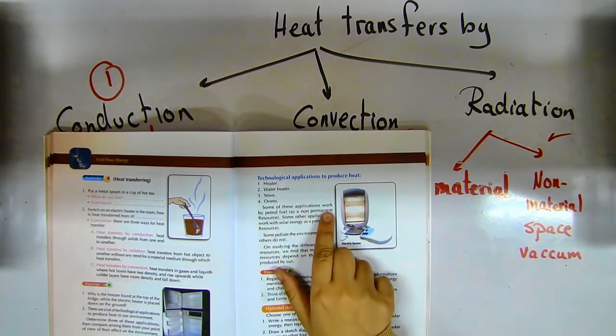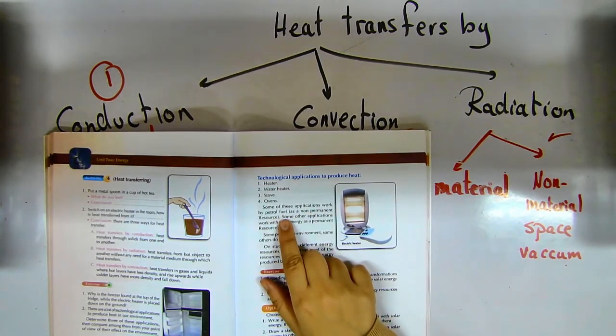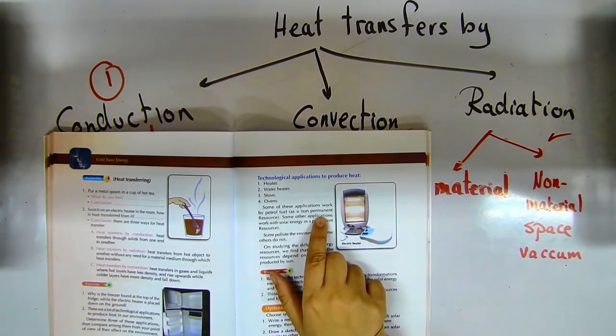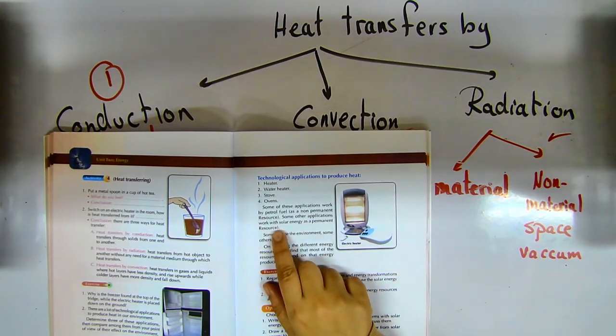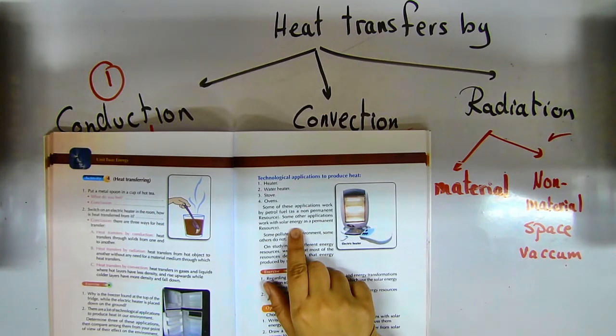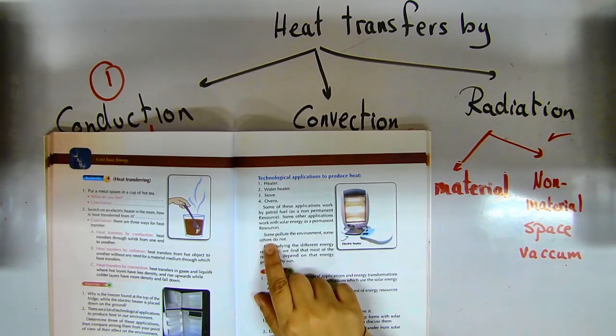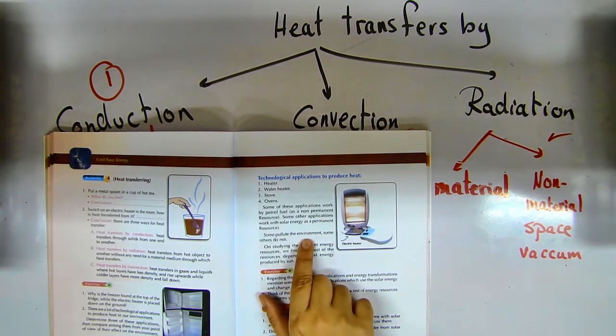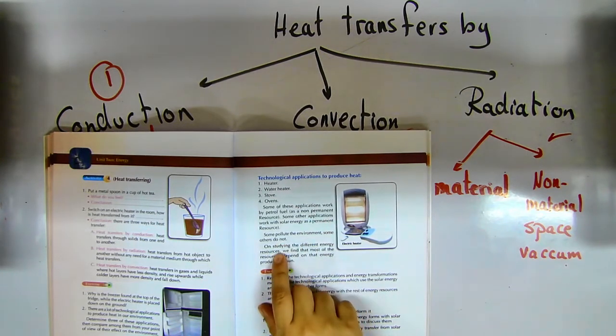Some of these applications work by petroleum fuel, and petroleum fuel is non-permanent or non-renewable. Some other applications work by solar energy, like the solar heater, and as we studied before, the sun is a permanent resource of energy. Some pollute the environment like the fuel, and some don't pollute the environment like solar energy.